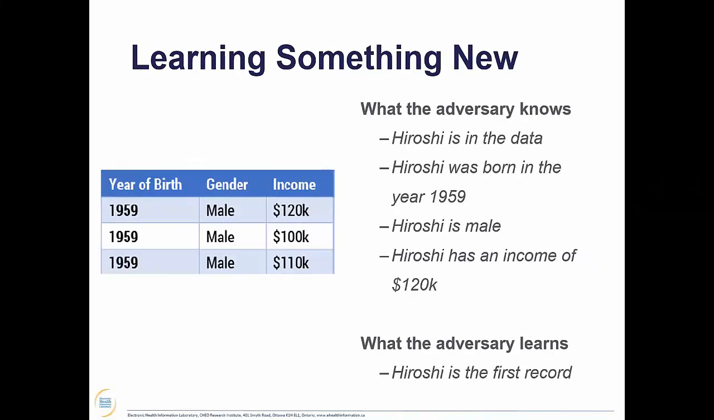The last example I'll look at is when the adversary knows all the values in the data set and hence can determine that the first record belongs to Hiroshi. So here we have an adversary who was able to determine correctly that record number 1 belonged to Hiroshi, so this is a case of identity disclosure. However, the adversary did not learn anything new. It is essentially an exercise with no consequence.